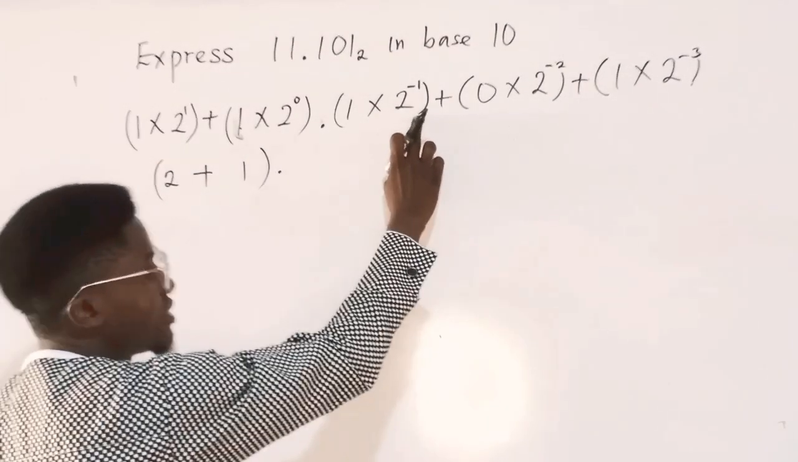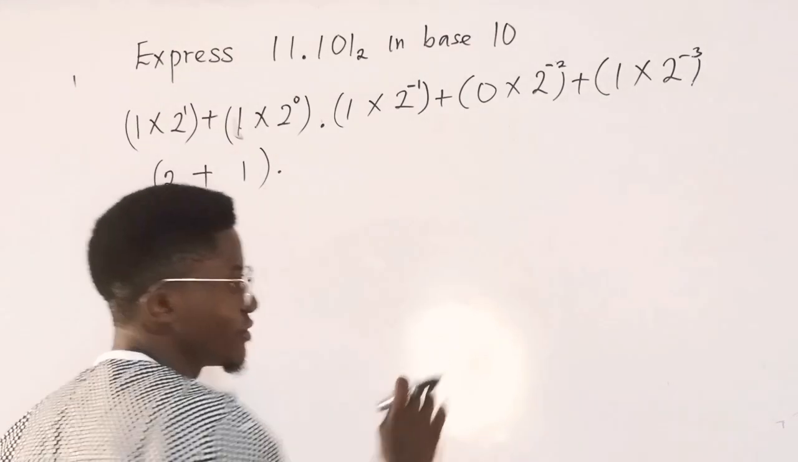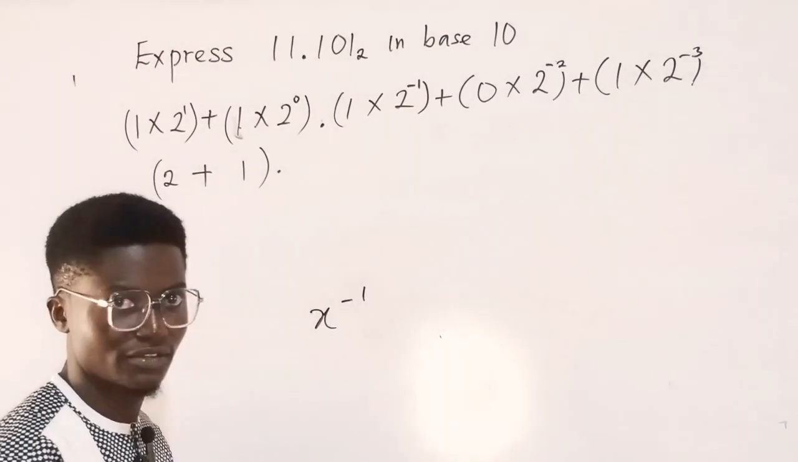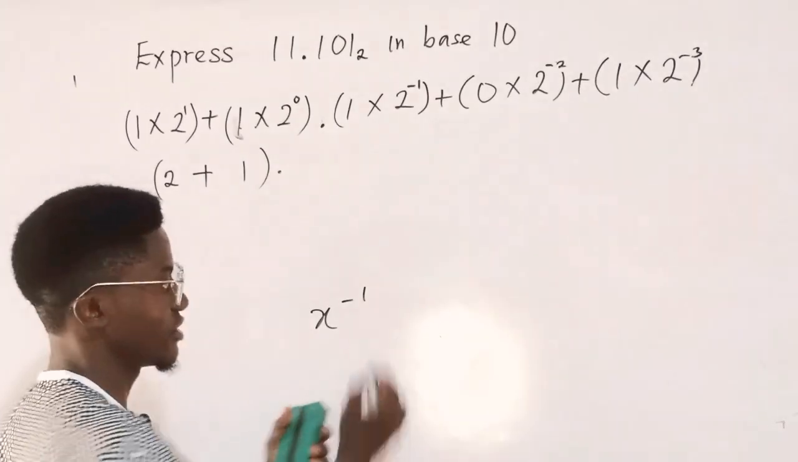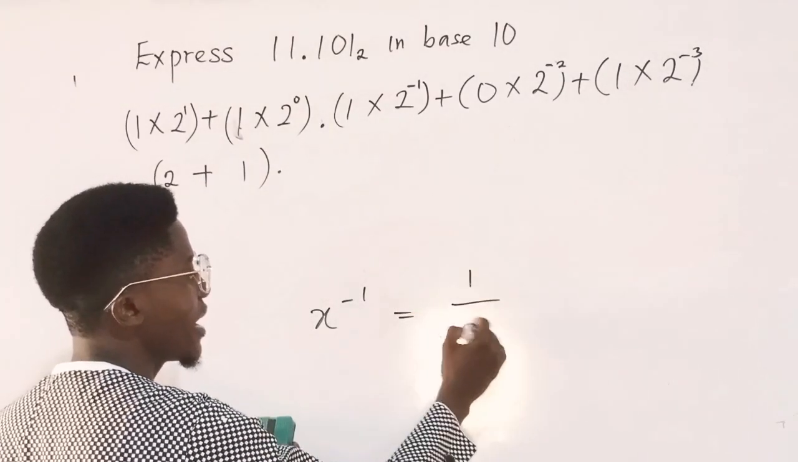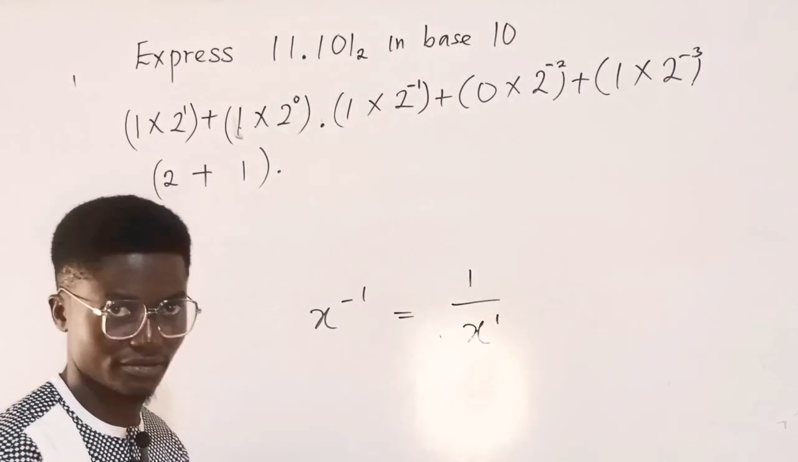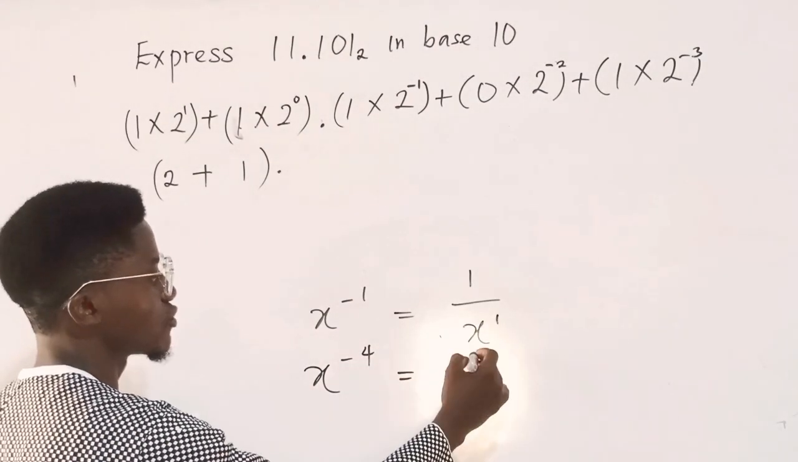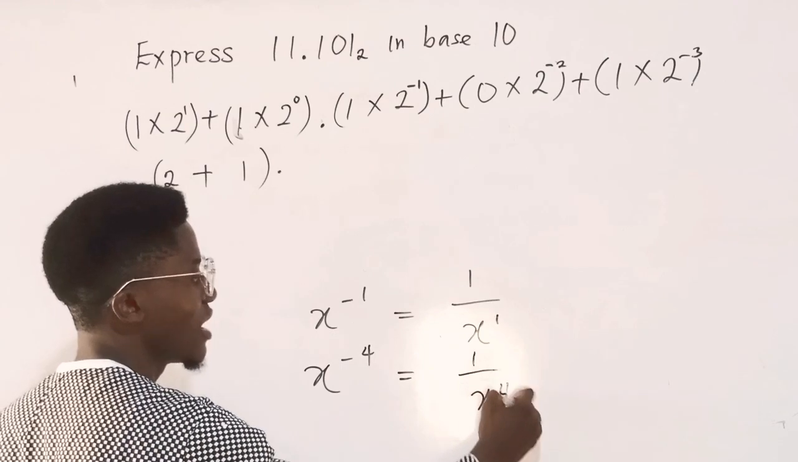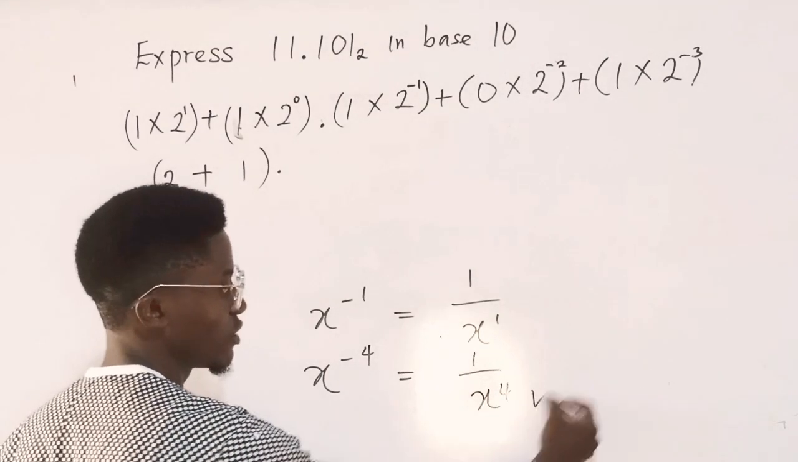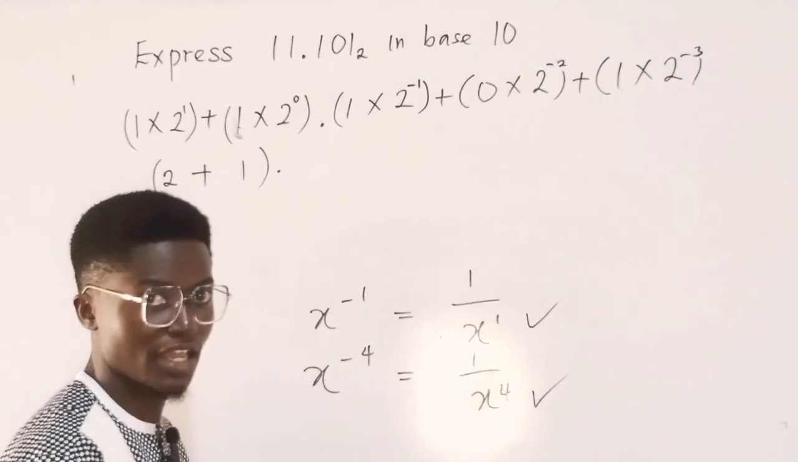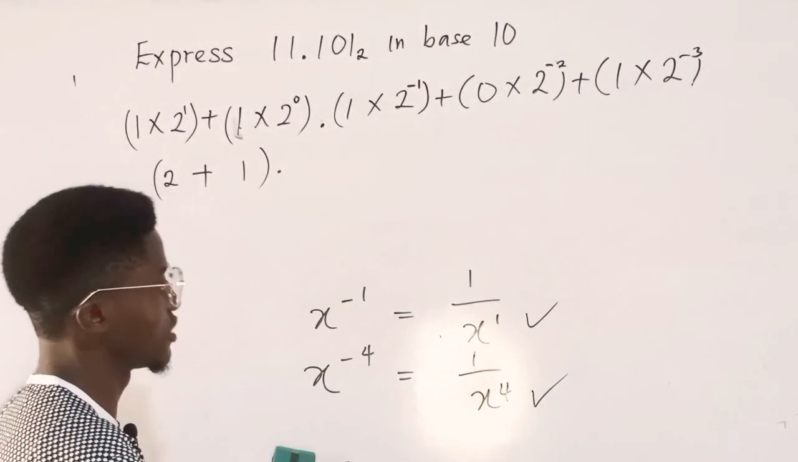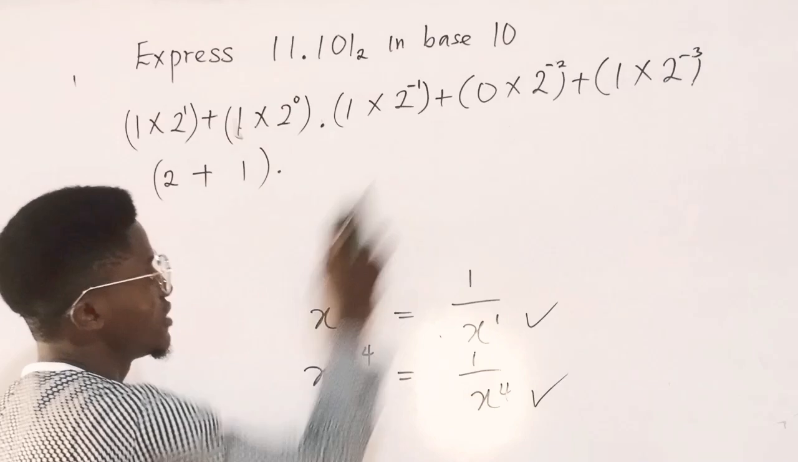Now, how do we express this? Whenever you see, let's say, x raised to power minus 1, this is one of the laws of indices. It's the same thing as 1 over x raised to power 1. x raised to power minus 4 is the same thing as 1 over x raised to power 4. Please take note of this law. It is very, very important. This is the law we are going to be using in solving this problem.